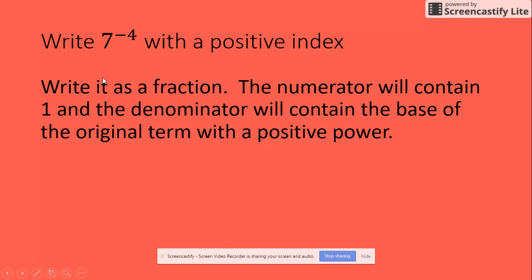Okay, so the first thing they say is write it as a fraction. The numerator will always be 1. So we know that it's going to be 1. And the denominator will contain the base, so that's 7, and the positive power next to it. So the power becomes positive. As soon as it changes into a fraction, it swaps over. So it's going to be 1 over 7 to the 4. That's positive. That makes sense, hey? I want you to try a few of these for me.